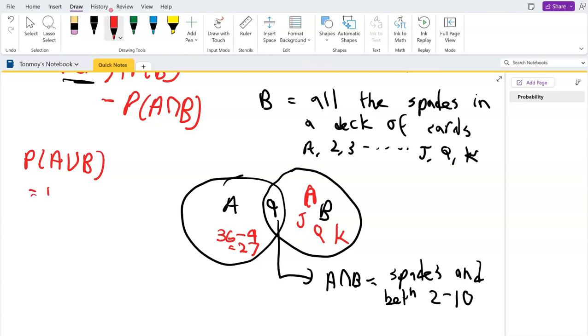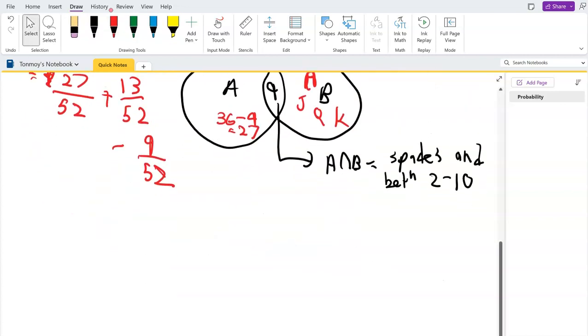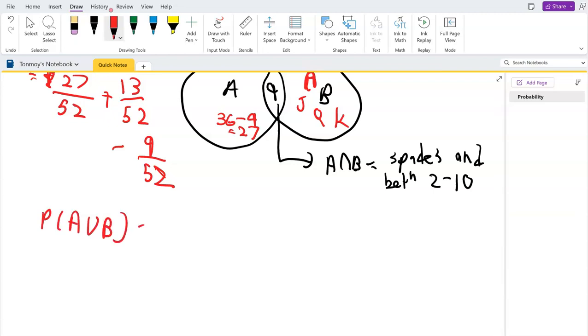Now if I were to find the probability of A happening or B, there are 52 cards in the deck, so that would be probability of A, which is going to be 27 divided by 52, plus the probability of B happening, which is going to be 13 spades in a deck, so 13 divided by 52. But now 9 of them overlap, so we have to subtract 9 over 52 from that. So eventually, if I write it up, probability A union B would be 27 divided by 52 plus 13 divided by 52 minus 9 divided by 52.